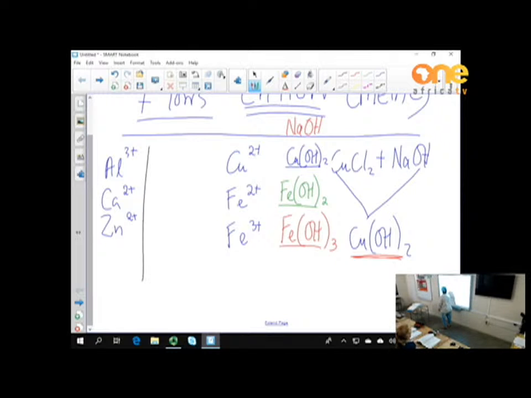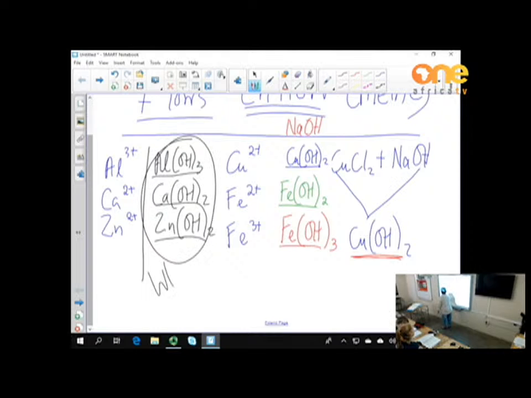over here will form aluminium hydroxide, calcium hydroxide, and zinc hydroxide, and they, unfortunately, are all white. Okay, now, so if you get a white salt, then you can know it's either aluminium, calcium, or zinc. You with me?